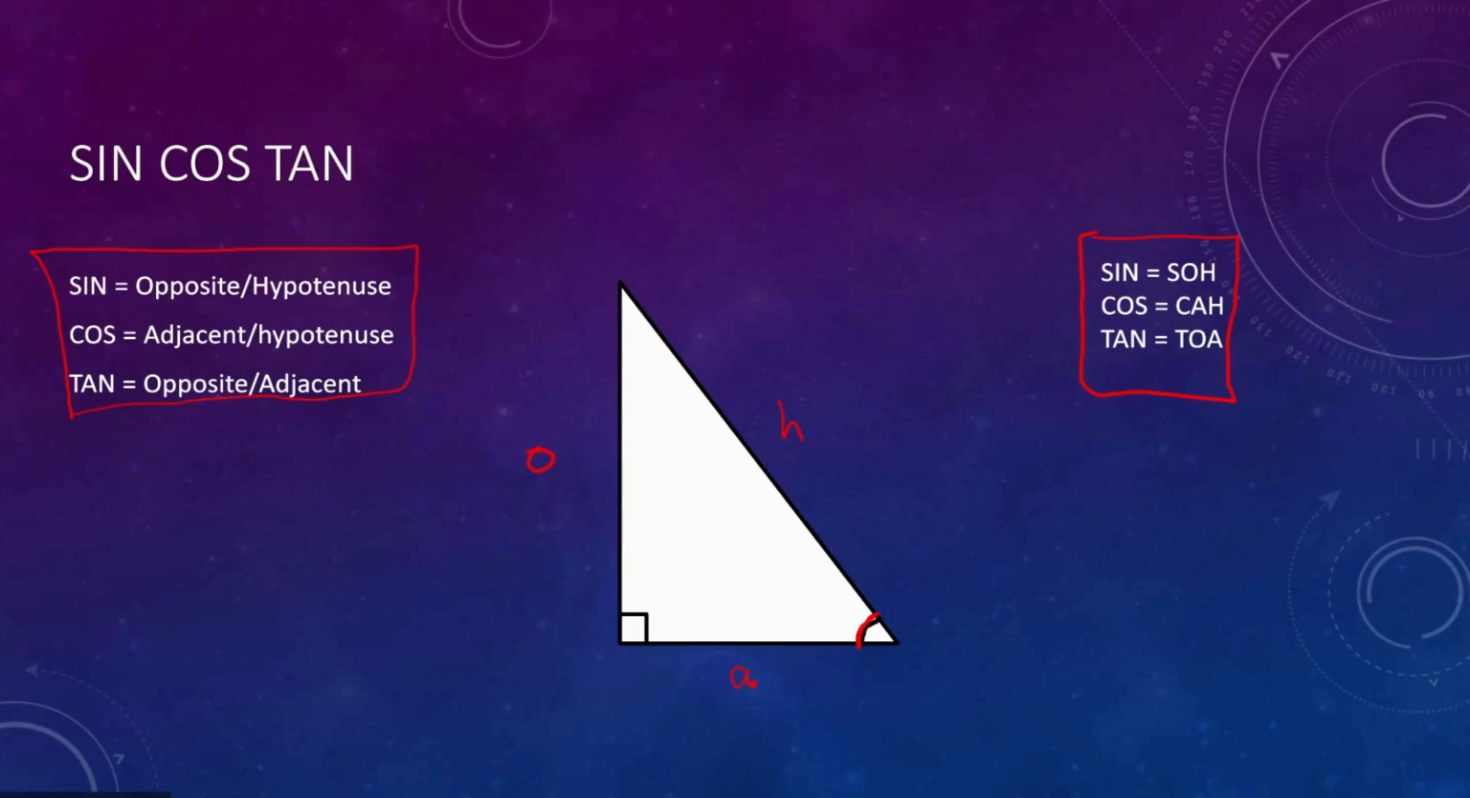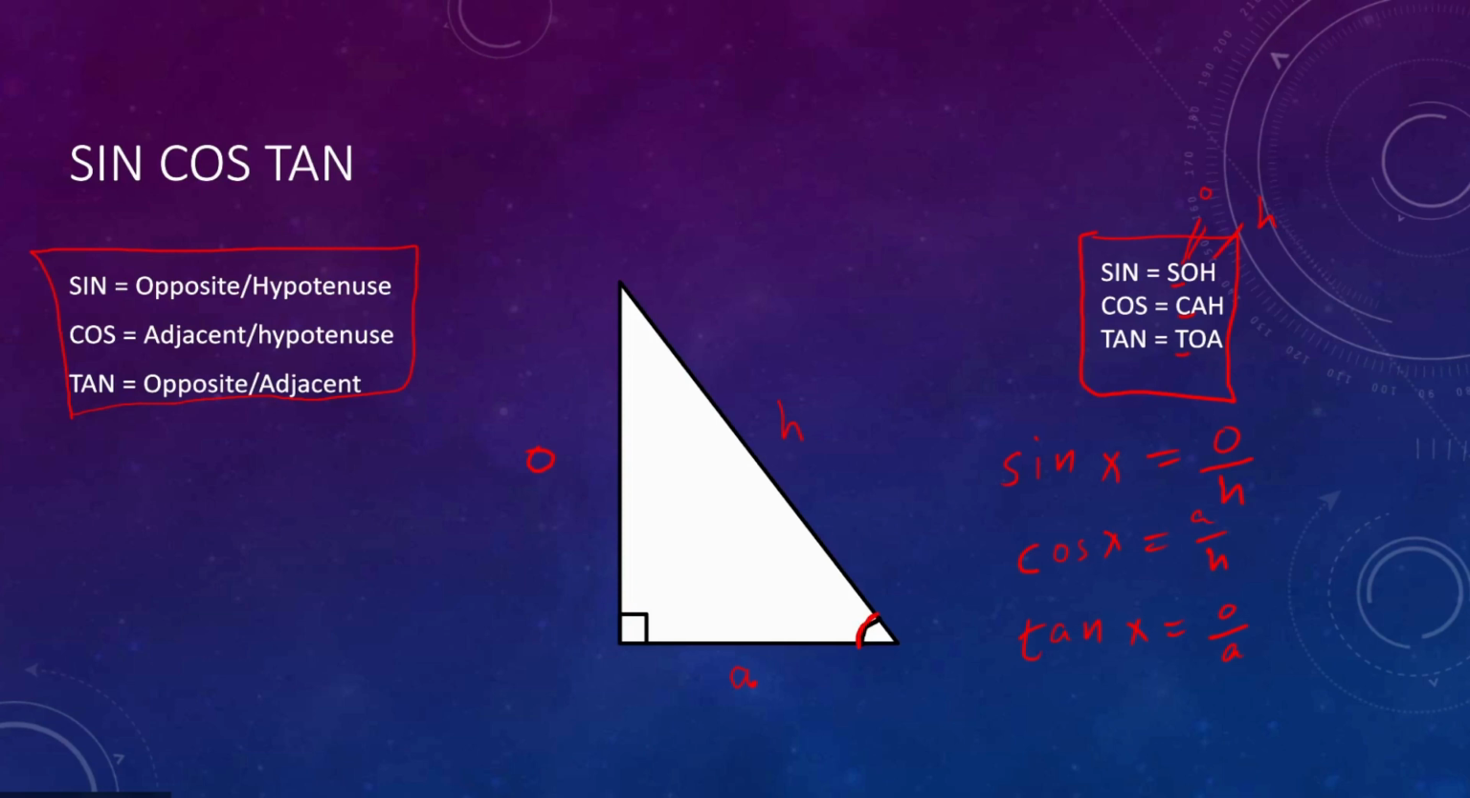So basically the O is opposite, the H is hypotenuse. What this means is that sine of x is equal to O over H. Same thing for cos: cos of x is equal to adjacent over hypotenuse. Same thing for tan: tan of x is equal to opposite over adjacent. So as you can see, the first word states what it is, like sine, cos, or tan, and the second one describes how we will use it.